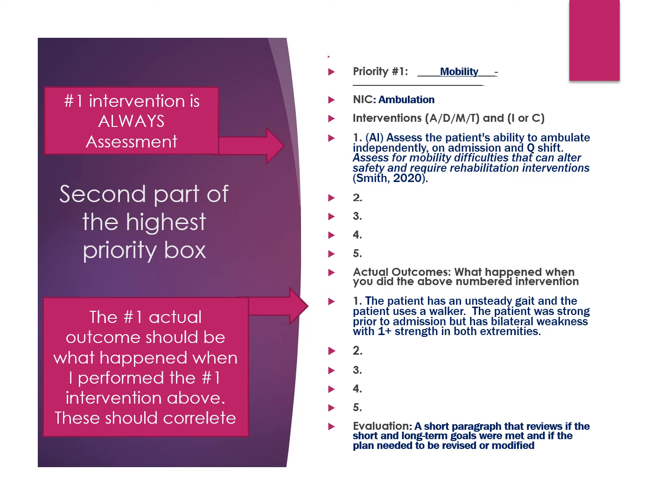Remember to tell me exactly what happened, not that you just performed the intervention, but what actually happened when you did it. So in this example, assess the patient's ability to ambulate independently. I should say then, you can see the patient has an unsteady gait. I'm actually saying what happened when I did this intervention.